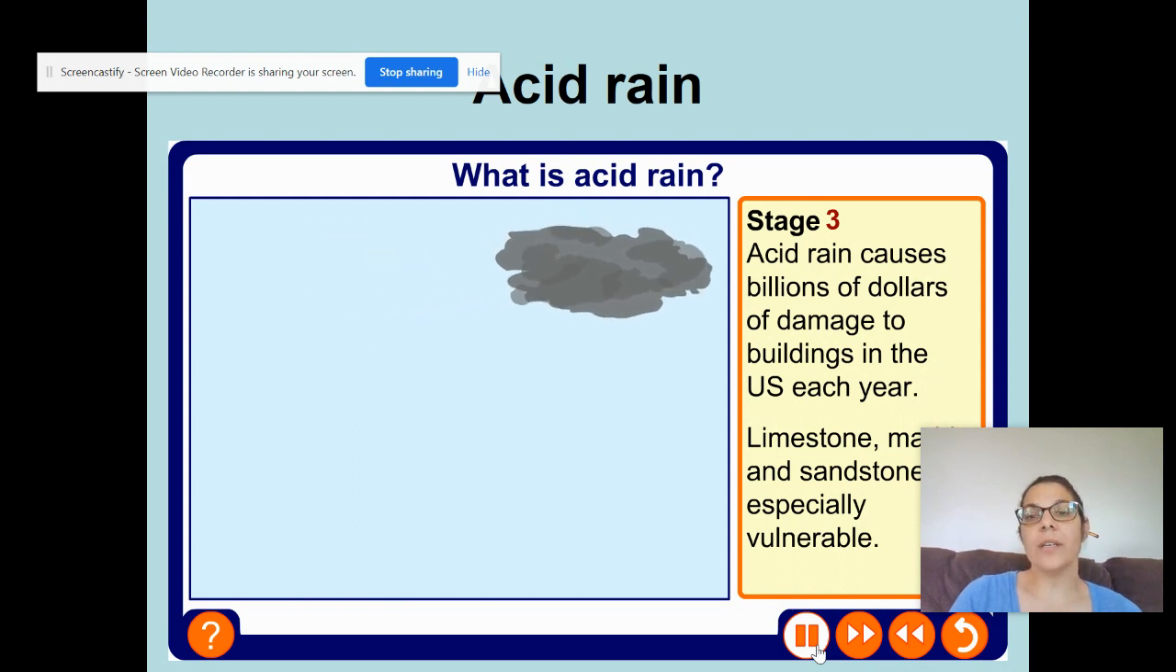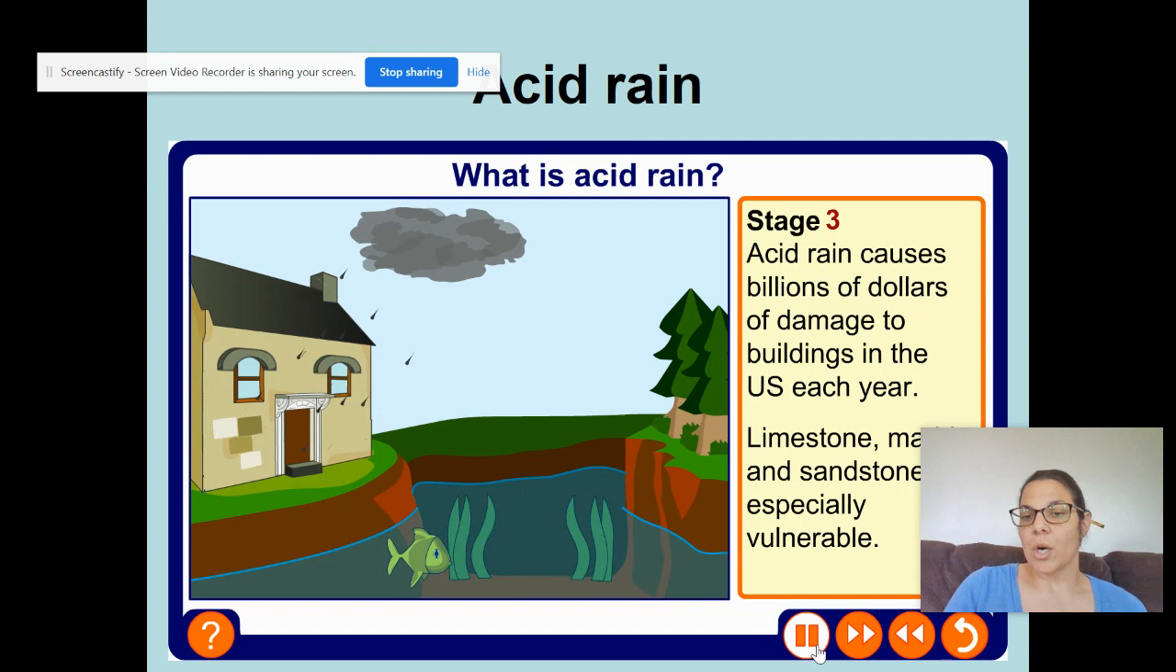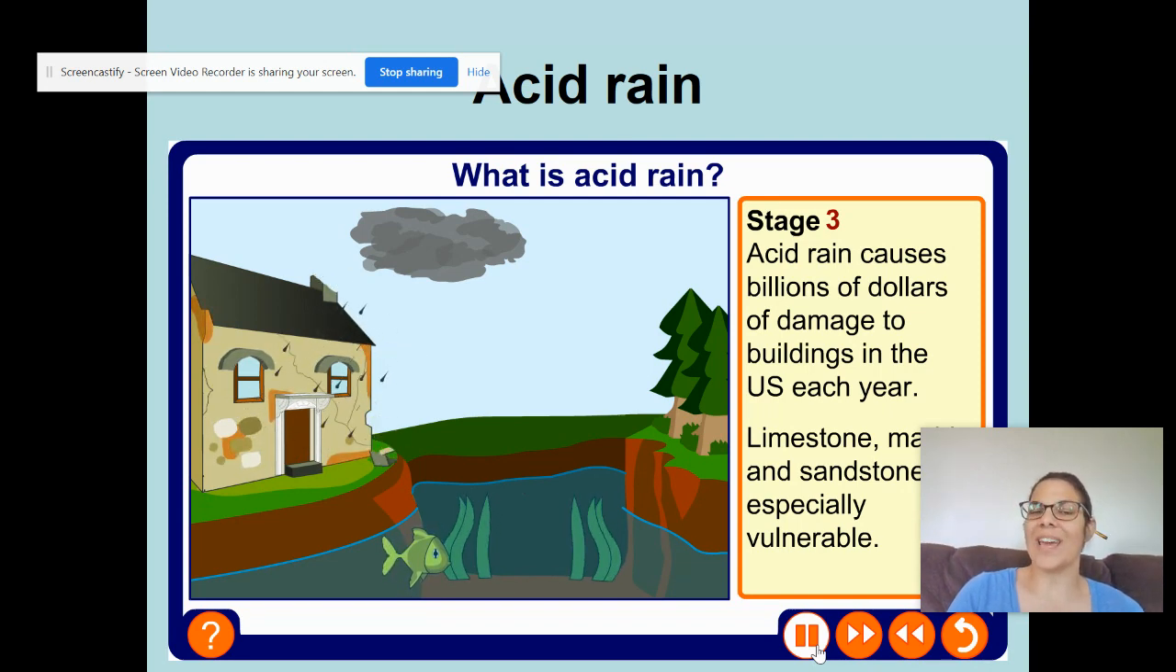Acid rain causes billions of dollars of damage to buildings in the US each year. Limestone, marble, and sandstone are especially vulnerable. These tend to have higher pHs, so they have a higher buffering capacity.